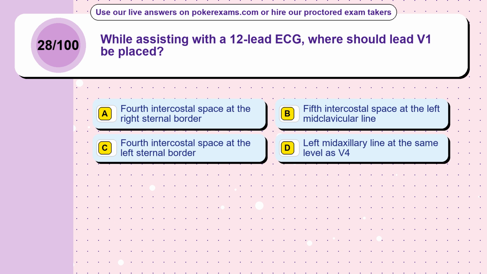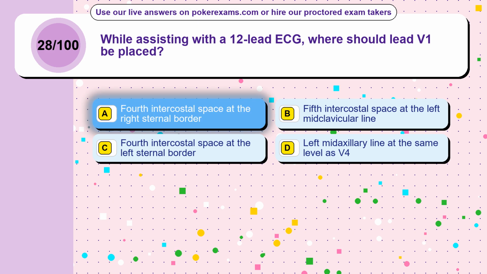Question 28. While assisting with a 12-lead ECG, where should lead V1 be placed? Option A, fourth intercostal space at the right sternal border. Option B, fifth intercostal space at the left midclavicular line. Option C, fourth intercostal space at the left sternal border. Option D, left mid-axillary line at the same level as V4.